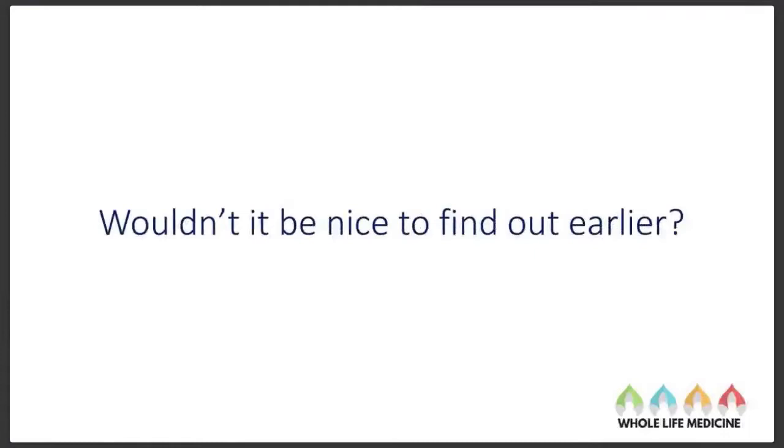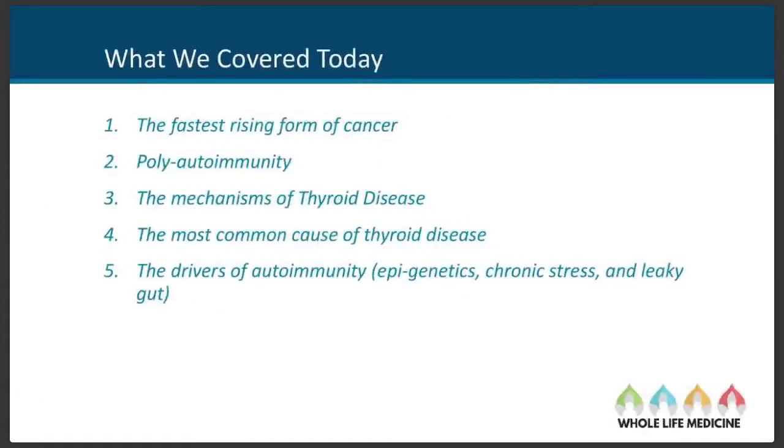And we actually do have some things to look at. So here, obviously, this is what we covered today. We looked at how thyroid cancer is the fastest rising form of cancer. We looked at how many autoimmune conditions can be related to each other. We looked at some of the strongest mechanisms of thyroid disease. In this case, we looked at predominantly autoimmune. We could talk a lot more about some of the other 21 types that you can create with various bodily conditions, but this is one of the most common things. And then we also talked about the drivers of autoimmunity: genetics and epigenetics, chronic stress, and a leaky gut or a damaged gut.